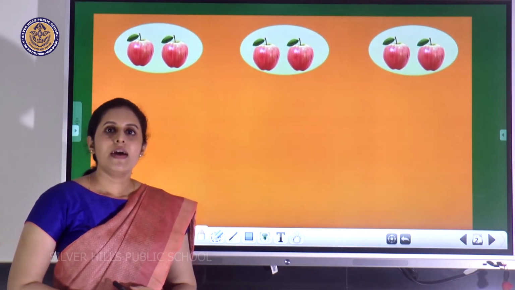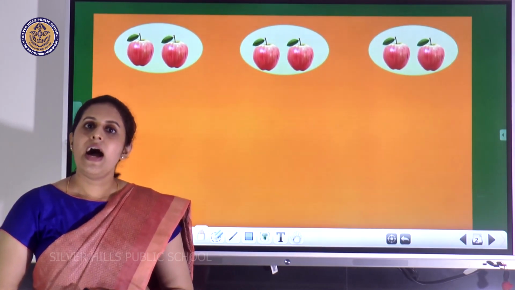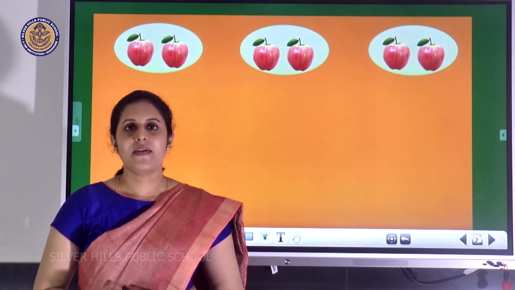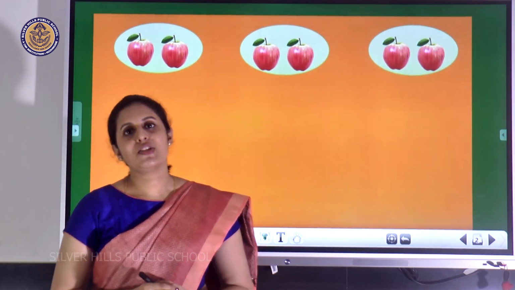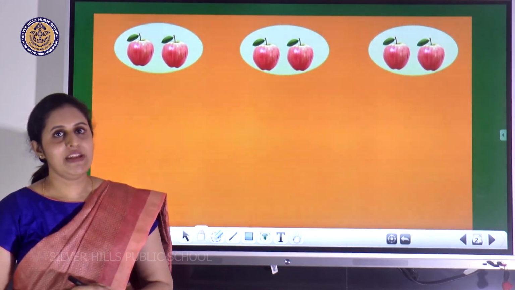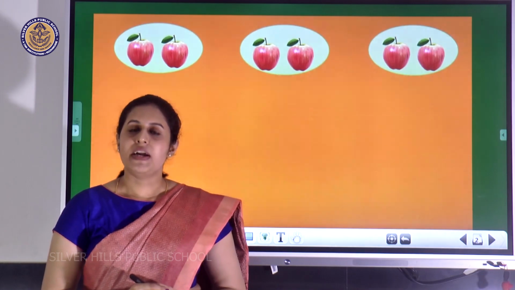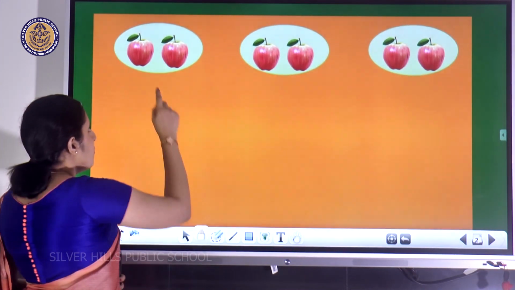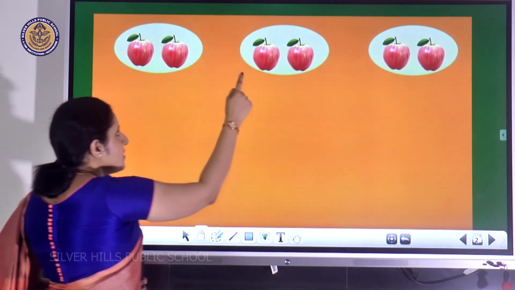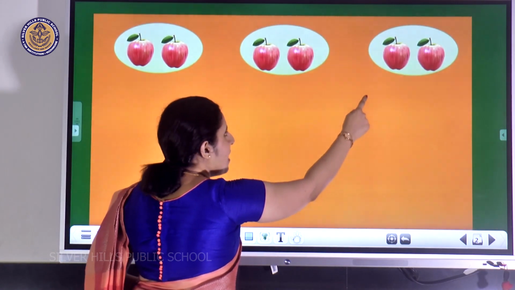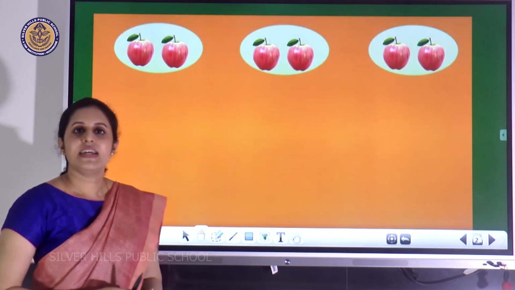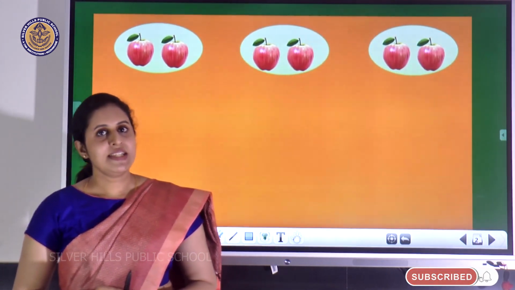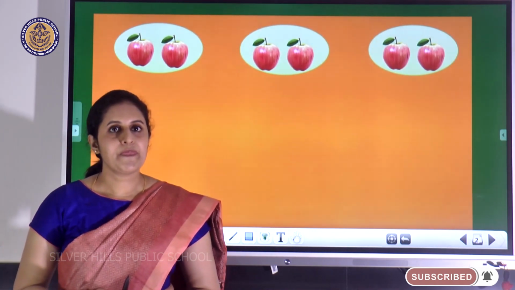Now we are asked how many apples are there all together. Of course, the first thought that will come to your mind will be to count them one by one, and it is easy also. So how do you go? You go 1, 2, 3, 4, 5 and 6. That is how you count them. Yes, and that is correct. There are 6 apples altogether.